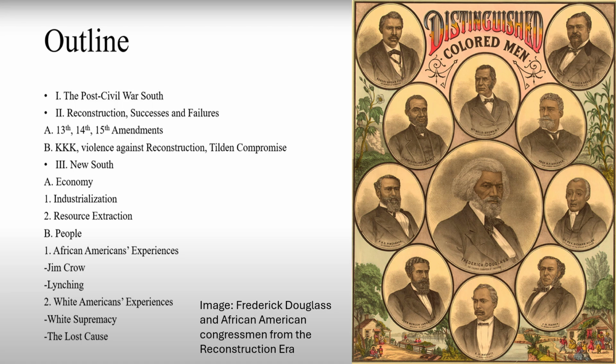Also, I'll be discussing the end of Reconstruction, violence against Reconstruction, and the Tilden Compromise, which brought Reconstruction to an end in 1877. Lastly, I want to emphasize that Reconstruction is not just something that's happening in the South. America as a nation is being redefined in this period. Reconstruction is happening out west, and it's happening in the North as well.